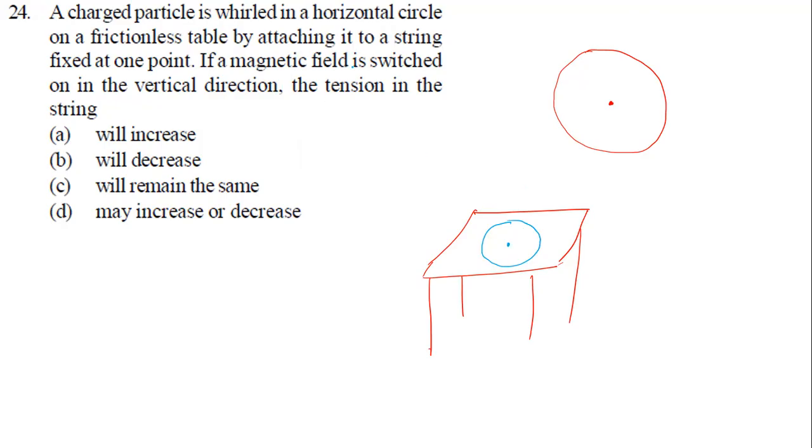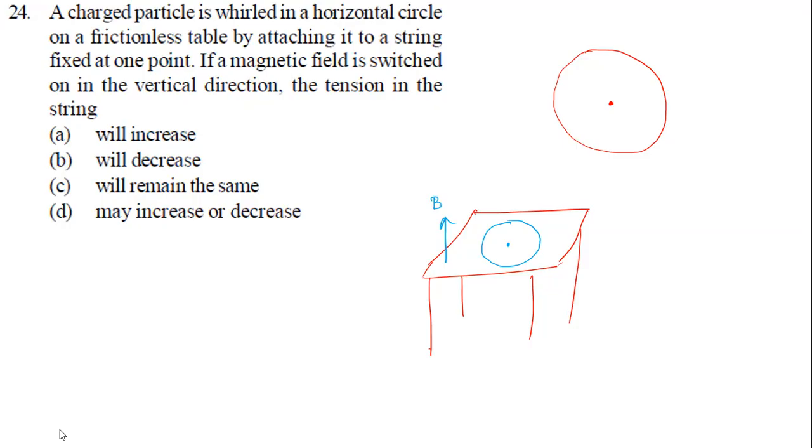If the magnetic field is switched on in a vertical direction, that is, above the table, the tension in the string is now what? We need to find out the tension. They're not asking how much; we need to find whether it increases or decreases. Let us go for the cases, one by one.